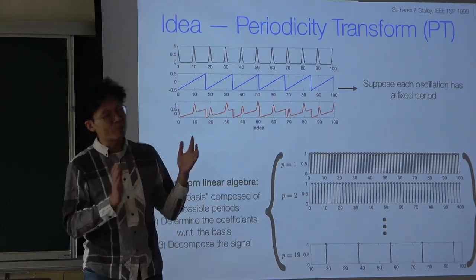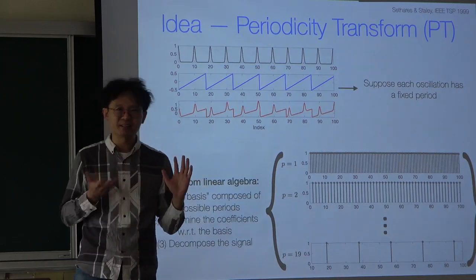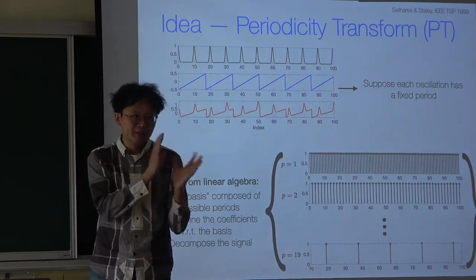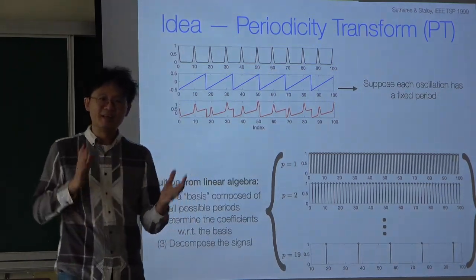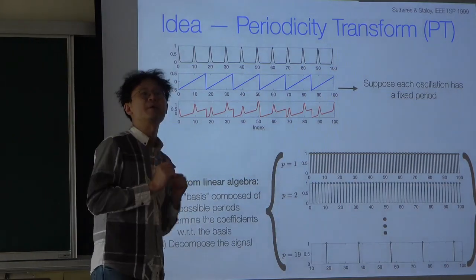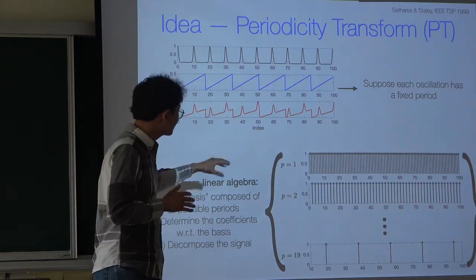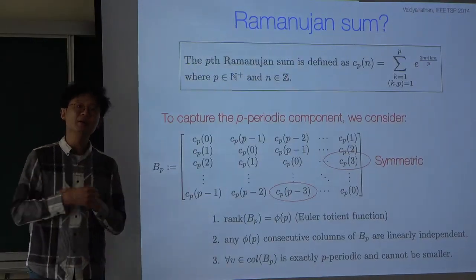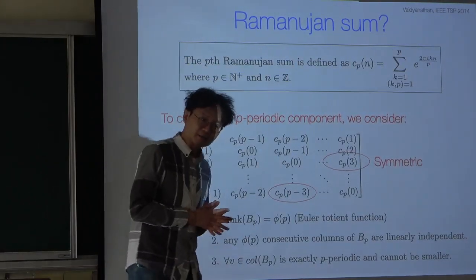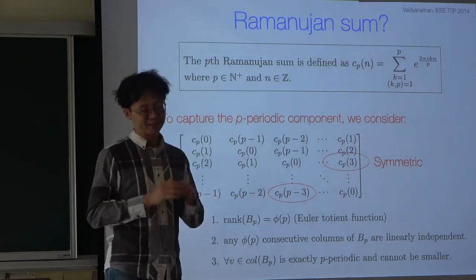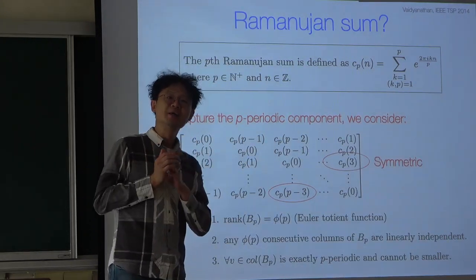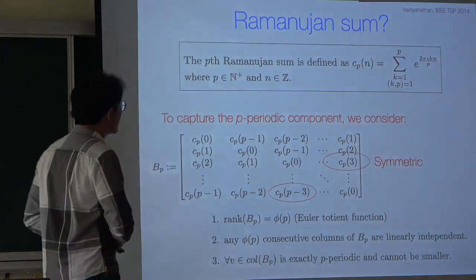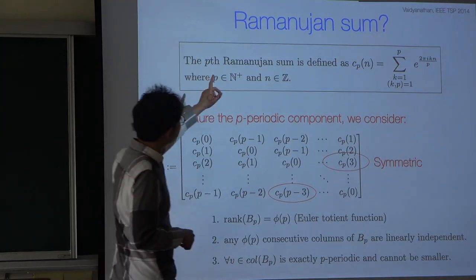Okay, well, how to analyze it? Doesn't look like a basis, right? And even if it is a basis, it looks very bad. Correct. It is not the right way to construct a basis. And a better way to construct such a basis is via the Ramanujan sum.